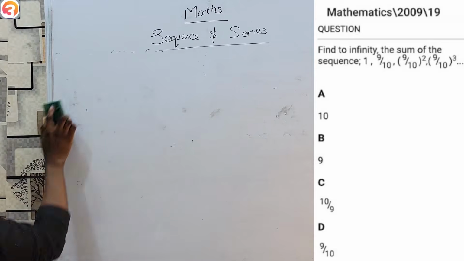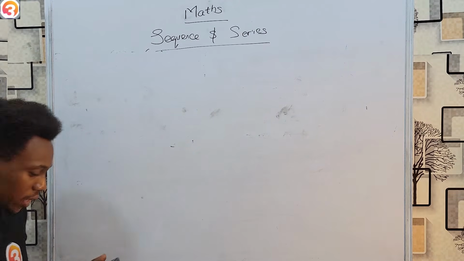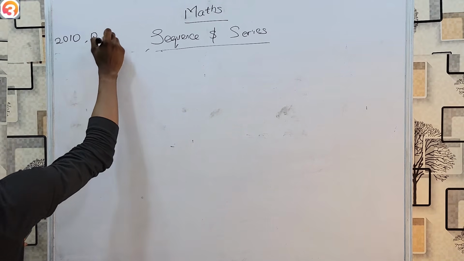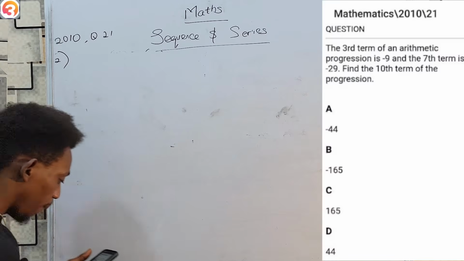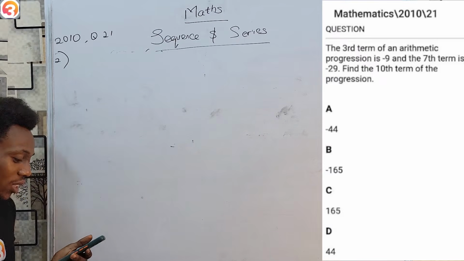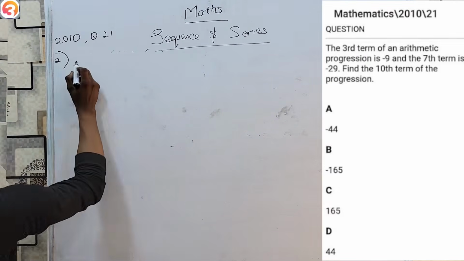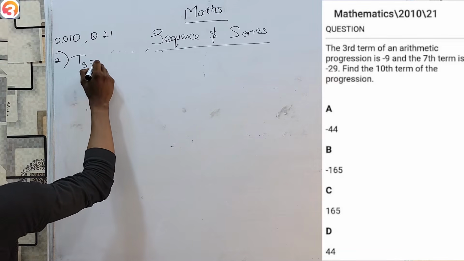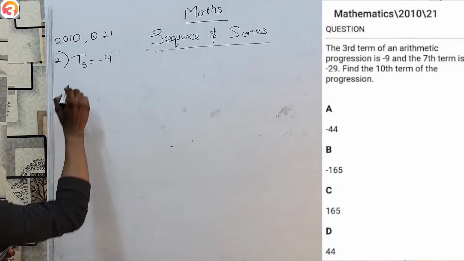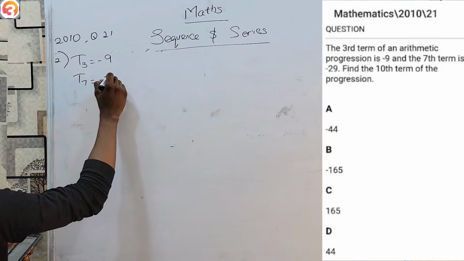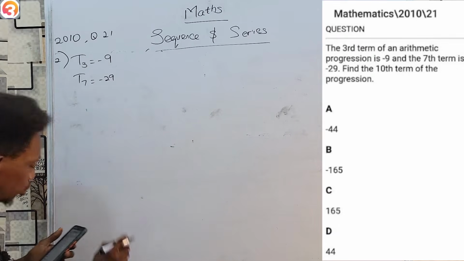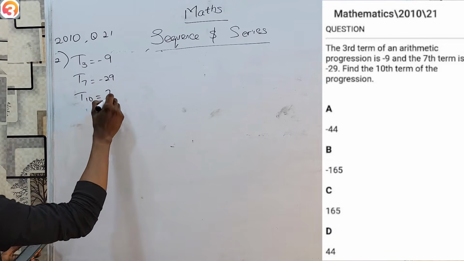Let's see what we shall do for our next question. Well, for the next one, this one is brought to us from 2010, question 21. And here we are being told the third term of an arithmetic progression, so we note it's an AP, is minus 9. That means the third term, T3, equals minus 9. And the seventh term is minus 29. That means T7 is minus 29. The question says, find the 10th term of the progression. We have to find T10.